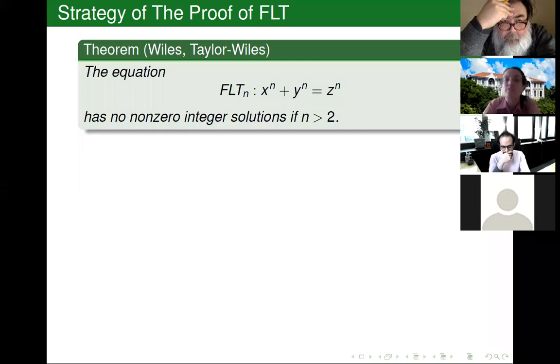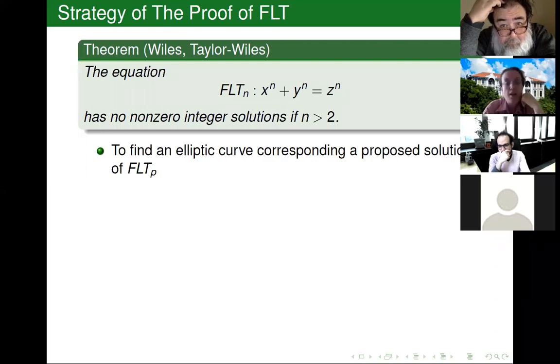So that's the famous theorem of Wiles and Taylor-Wiles, that the Fermat equation has no non-zero integer solutions if the exponent is bigger than 2. What goes into the proof is a lot of things, but there are three main theorems, three really important celebrated results that go into the proof of Fermat's last theorem. And the strategy is as follows.